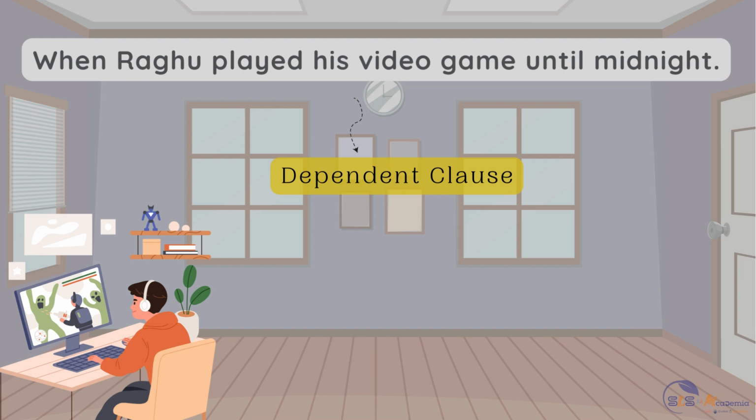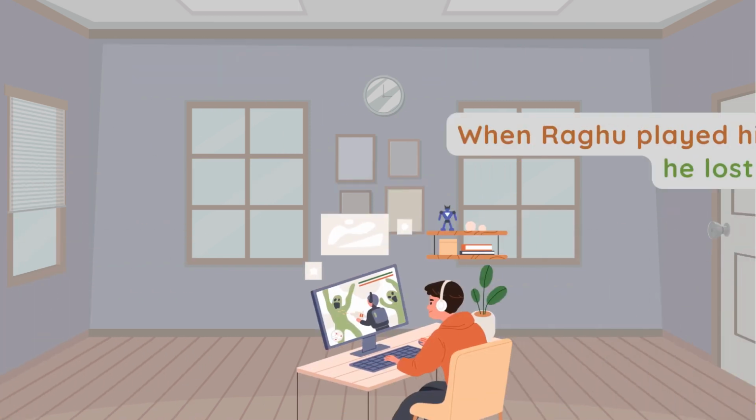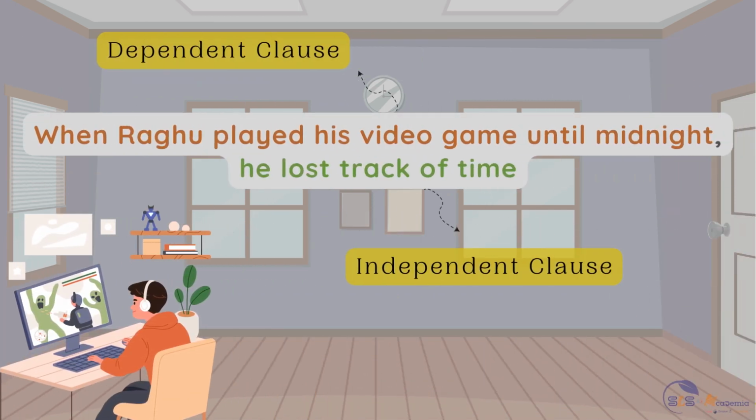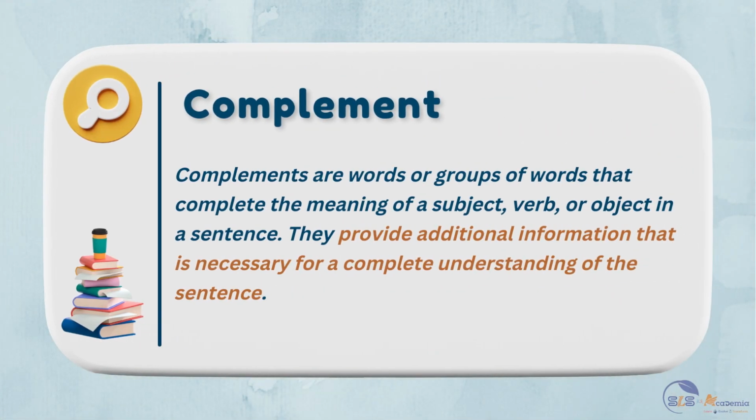The dependent clause is incomplete and needs an independent clause to form a complete, coherent sentence. For example, when Raghu played his video game until midnight, he lost track of time. Now let us learn about the next part of sentence, complement.